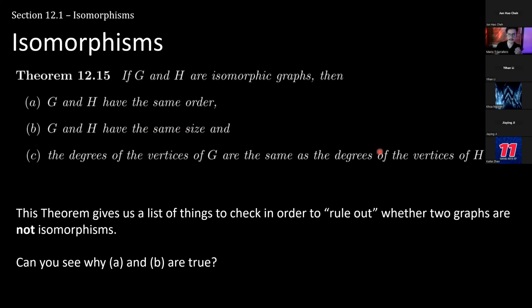Well, actually, that's more about the isomorphism part. And then the degrees of the vertices of G are the same as the degrees of the vertices of H. So if you were to write out all of the degrees, you're going to get a list of degrees. That list of degrees needs to be the same as the list of degrees in the other graph that is isomorphic to it, up to permutation of the list.